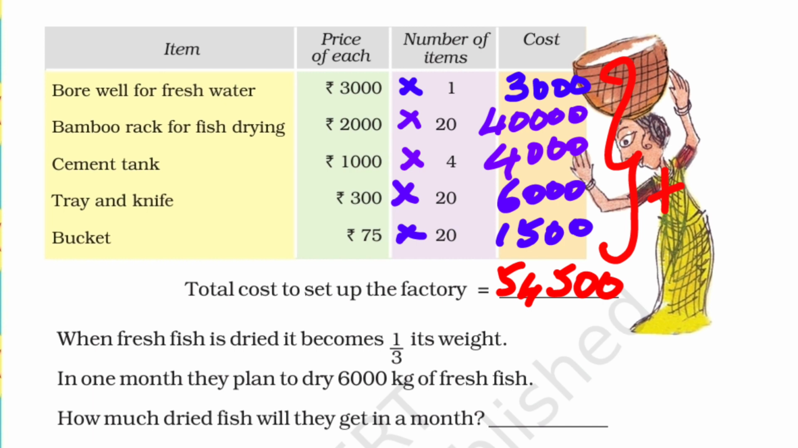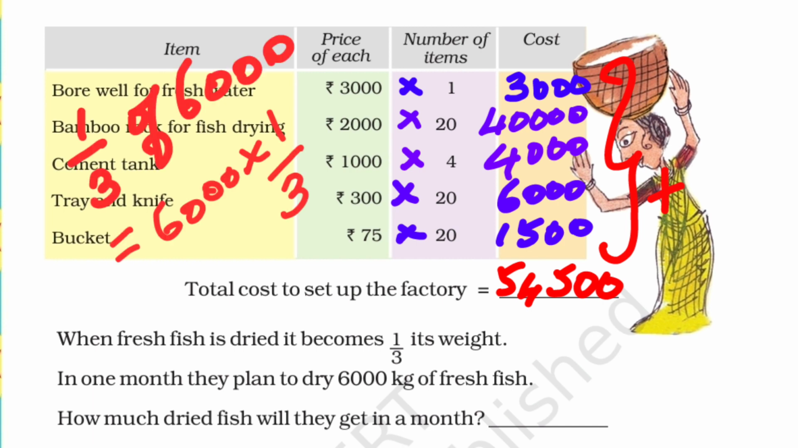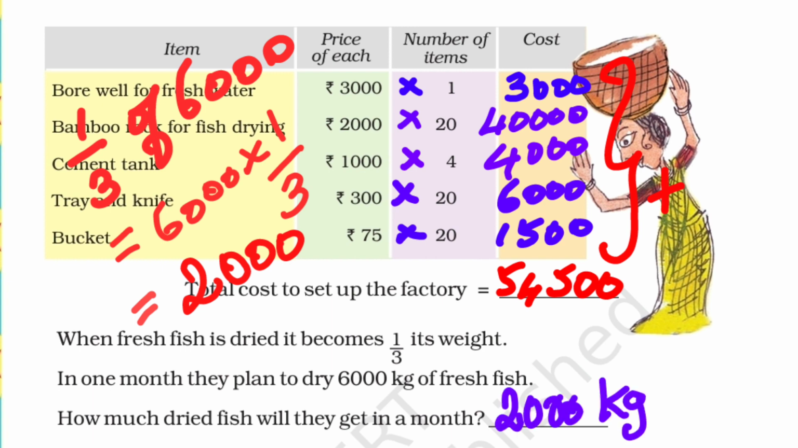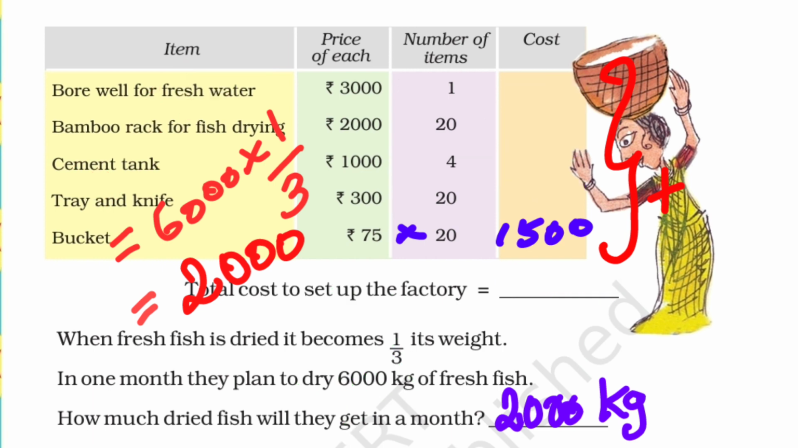So we need to find one third of 6,000. So 6,000 multiplied by one third is 2,000. So they will get dry fish of 2,000 kg per month. And students, this is a very important question, so please practice as many times as you can.